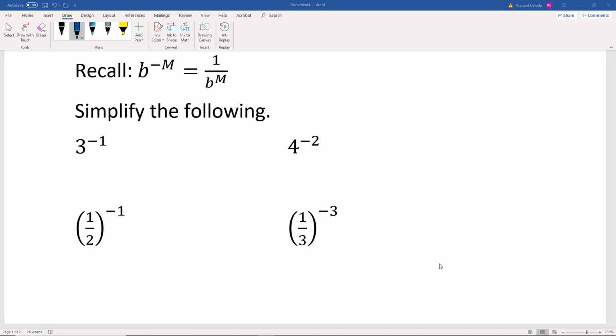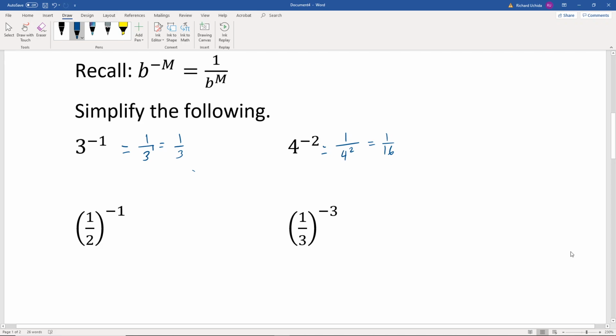So let's say we want to simplify the following expressions. If we had 3 to the negative 1, remember that would be the same thing as 1 over 3 to the first, which would be 1/3. Or if we had 4 to the negative 2, that would be 1 over 4 squared, so that would be 1/16.